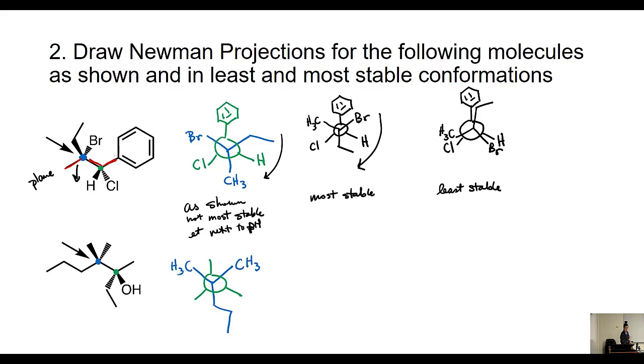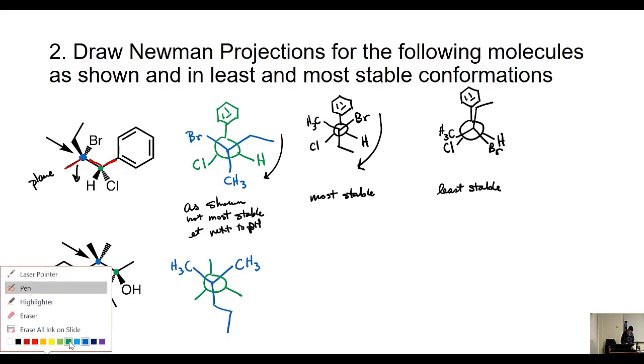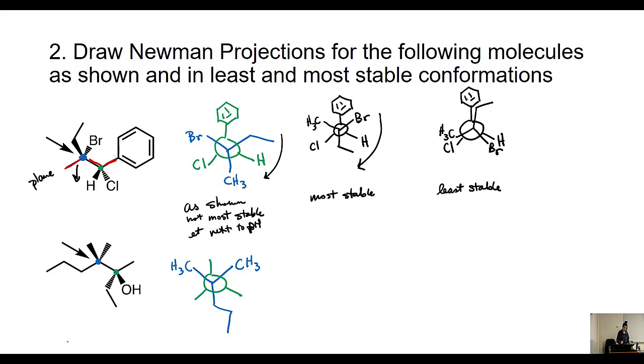Okay? And then for my back carbon, what is in the plane? A methyl, perfect, CH3. What's going to be on my right? My alcohol, perfect. And on my left is going to be an ethyl. This is going to be as shown.